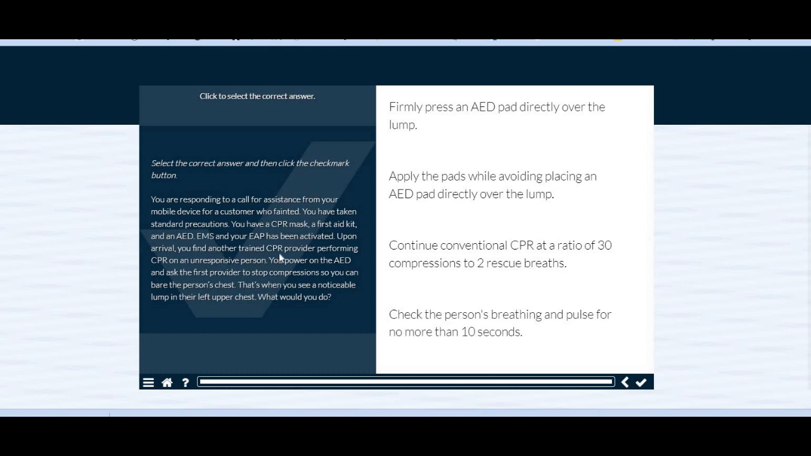Upon arrival, you find another trained CPR provider performing CPR on an unresponsive person. You power on the AED and ask the first provider to stop compressing so you can bare the person's chest. That's when you see a noticeable lump on their left upper chest. What do you do?